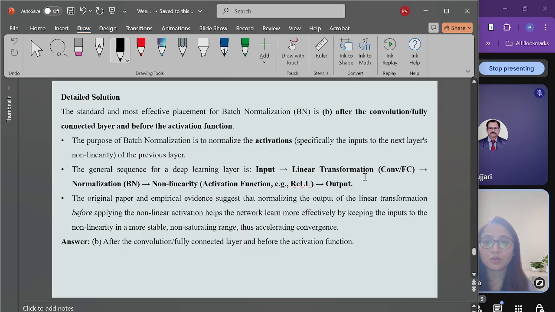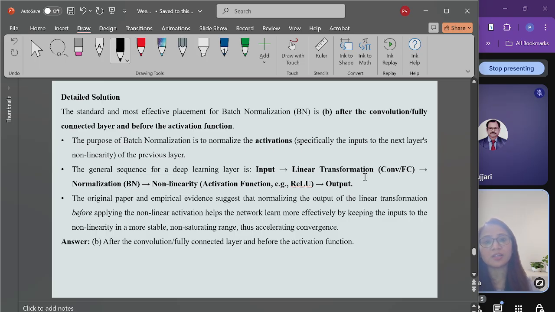The original paper and empirical evidence suggest that normalizing the output of a linear transformation before applying the nonlinear activation helps the network learn more effectively by keeping the inputs to the nonlinearity in a more stable, non-saturating range and accelerating convergence. So the correct answer for this question: after the convolution or fully connected layer and before the activation function, the batch normalization is used to normalize the activation.